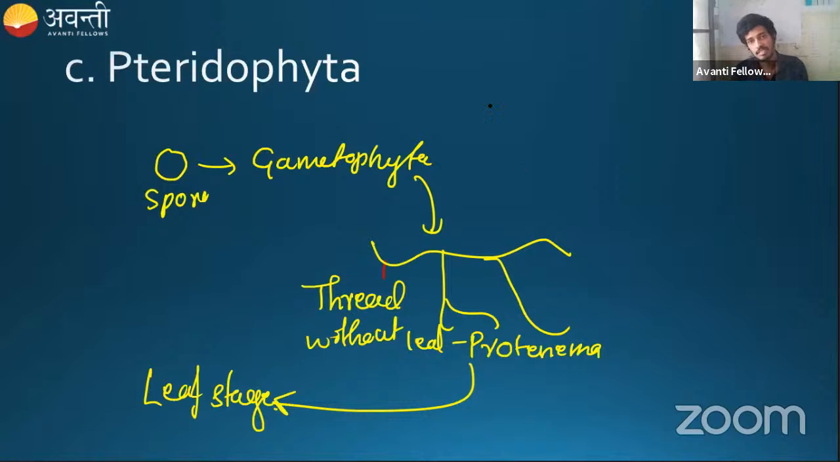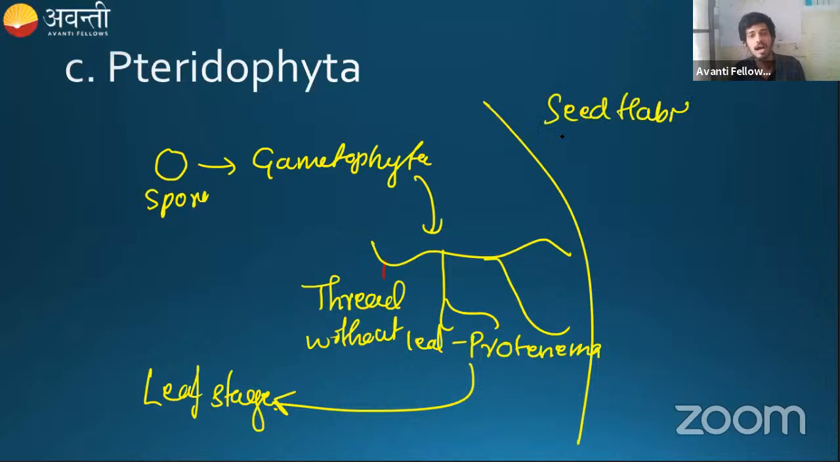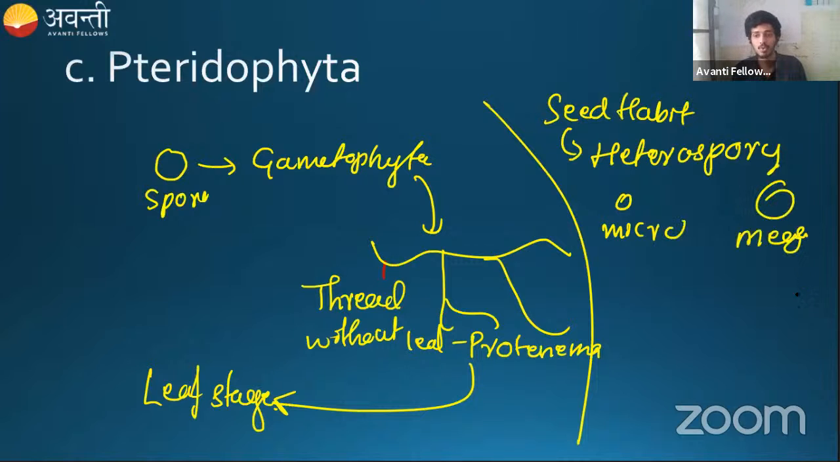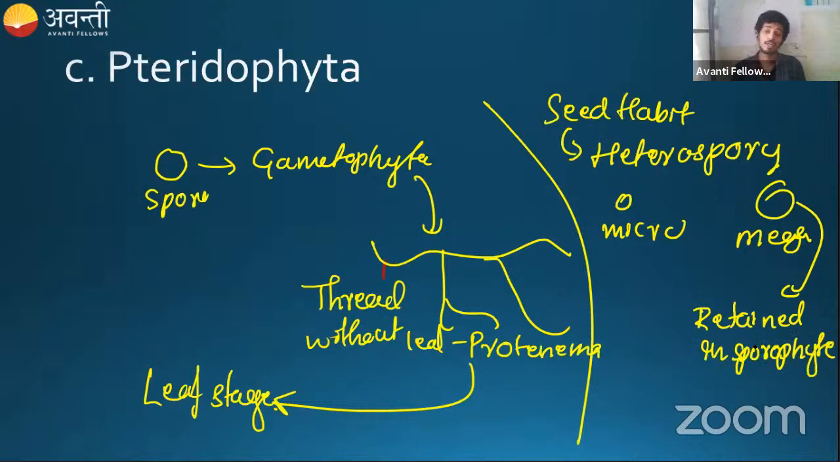Seed habit originated from heterospory. Heterospory means the presence of two kinds of spores, microspore and megaspore. This megaspore is retained in the sporophyte. This development of two kinds of spores and the retaining of the megaspore in the sporophyte leads to the evolution of the seed habit. That's the significance.